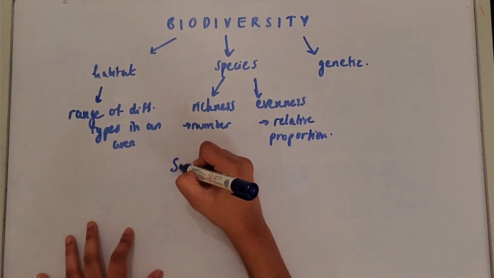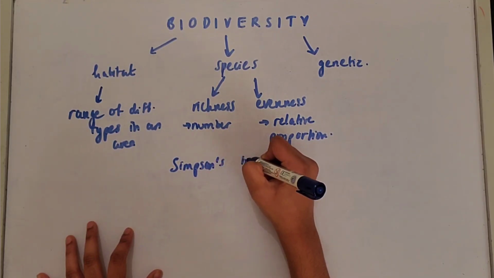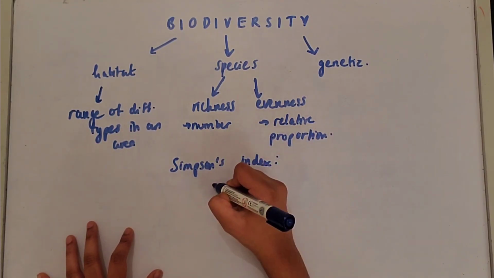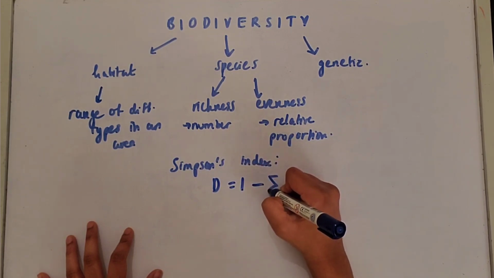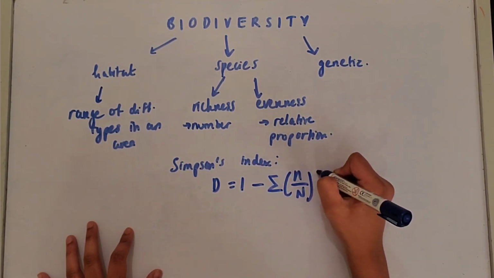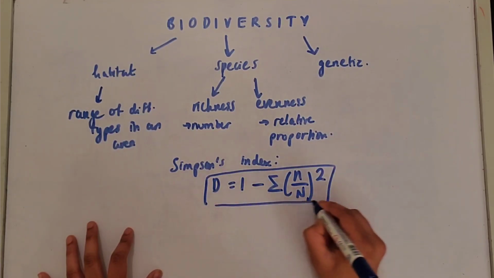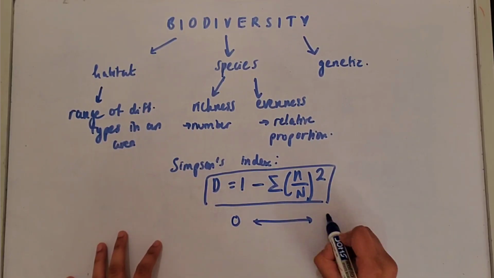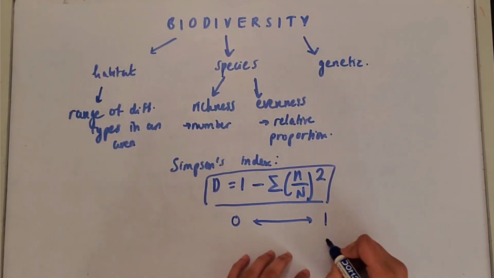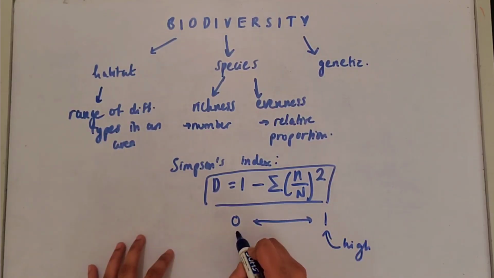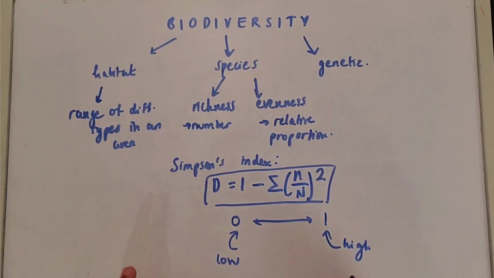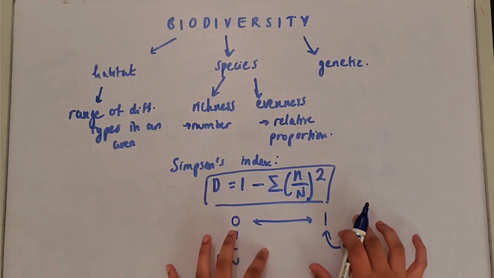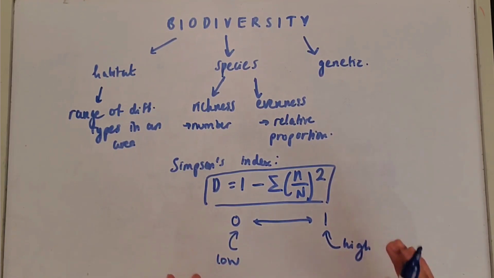Now, Simpson's index takes both of these into account, and this is the formula. Now, the result of the formula will always give you an answer between 0 and 1, with 1 being a very high species biodiversity and 0 being the lowest. So essentially, for any given ecosystem, we can do this calculation and your answer must always fall in between 0 and 1. If you're ending up with negative numbers or numbers greater than 1, then you've done something wrong.